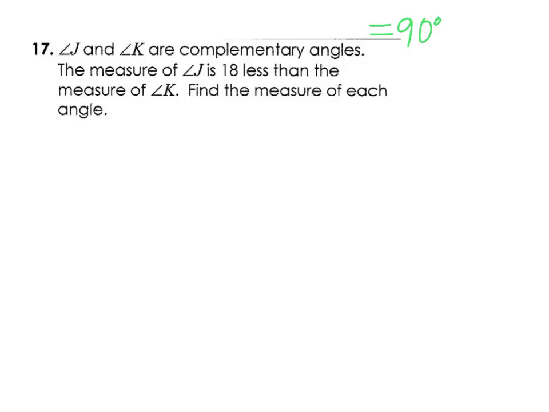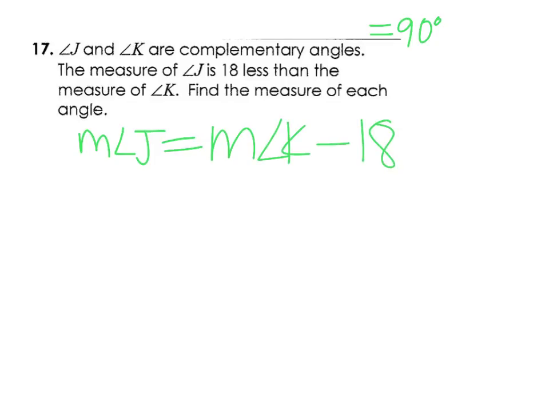The measure of angle J is 18 less than the measure of angle K, so that means angle K minus 18. All right, and actually I should have put an M there, my bad. We want to always say the measure of angle K minus 18. All right, so angle J is the measure of angle K minus 18. Find the measure of each angle.